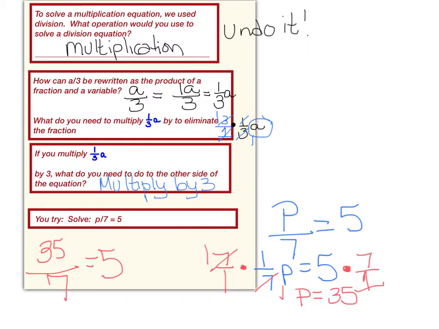Let's give ourselves a star. Good job. Okay, go ahead and go to your last page.